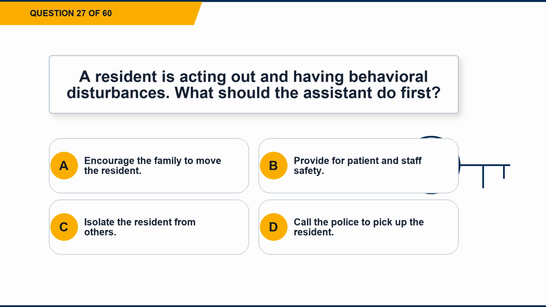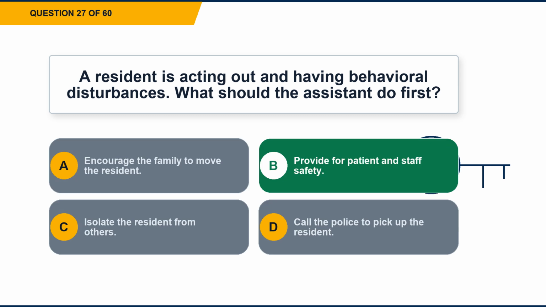Question 27. A resident is acting out and having behavioral disturbances. What should the assistant do first? Option A, encourage the family to move the resident. Option B, provide for patient and staff safety. Option C, isolate the resident from others. Option D, call the police to pick up the resident. The correct answer is option B, provide for patient and staff safety.